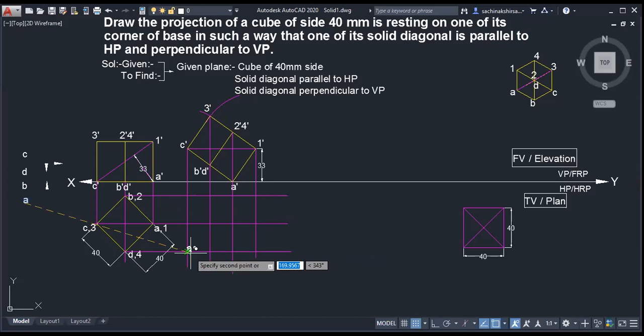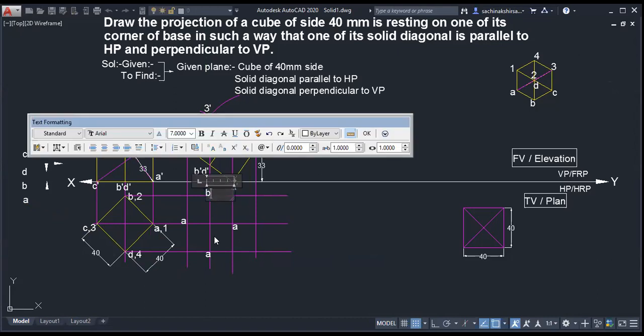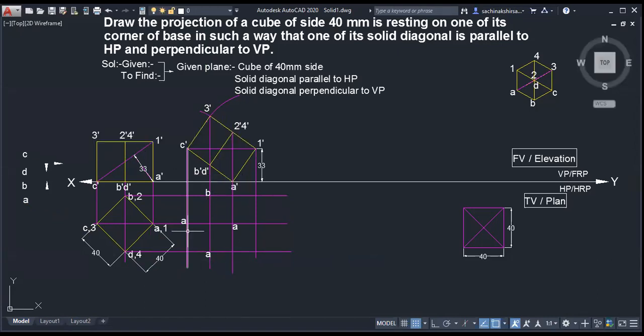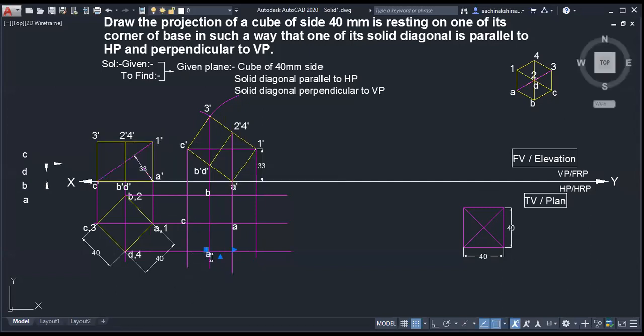Point A. First, let us look at base point A. Then here there will be B. Then point here there will be D and point C. C, D. A, B, C, D.